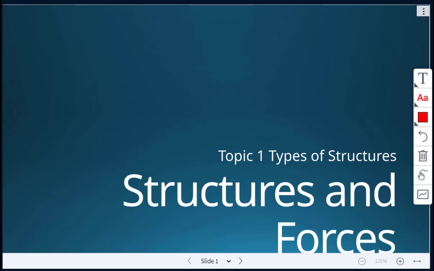Okay, so today's lesson is topic 1, types of structures. This is our new unit called structures and forces.